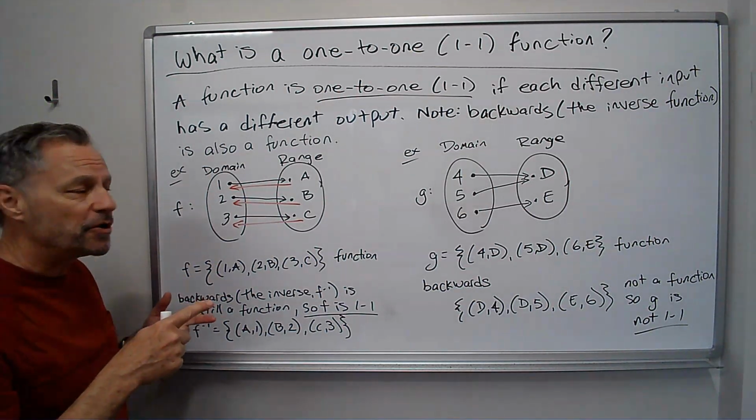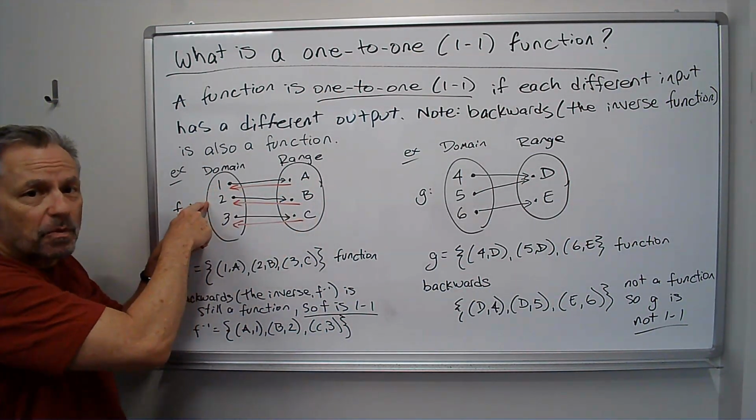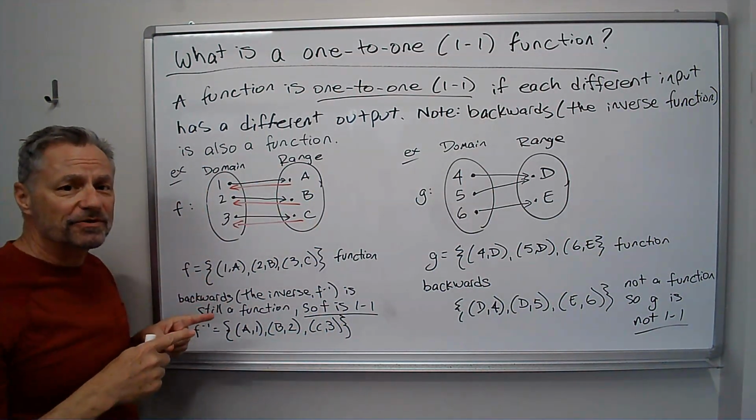That means this is one-to-one. One thing here goes to one thing there. One thing here comes from one thing. That's what a one-to-one function is.